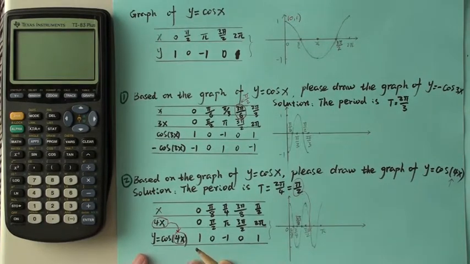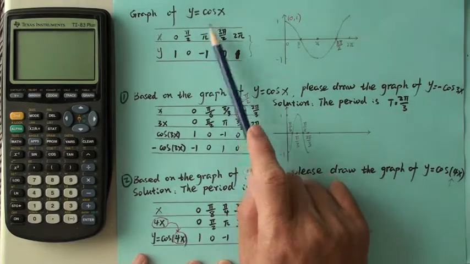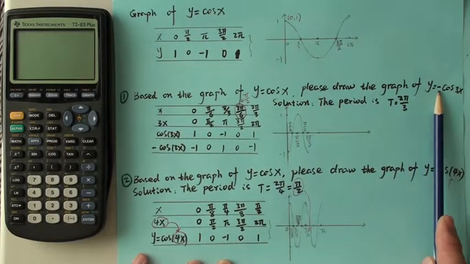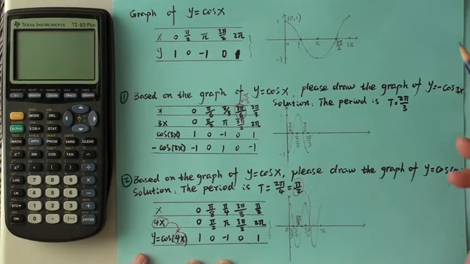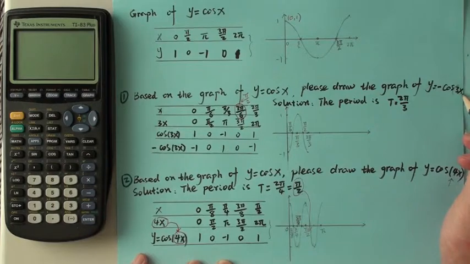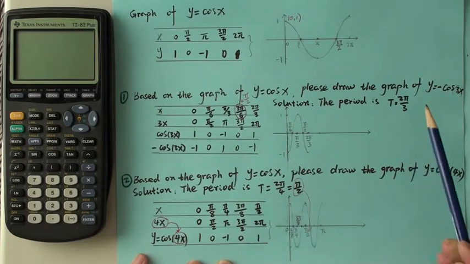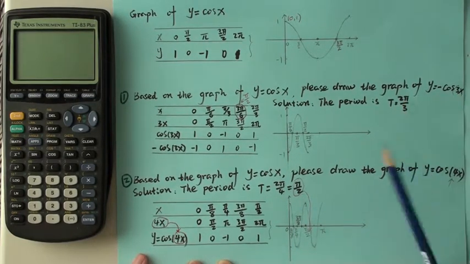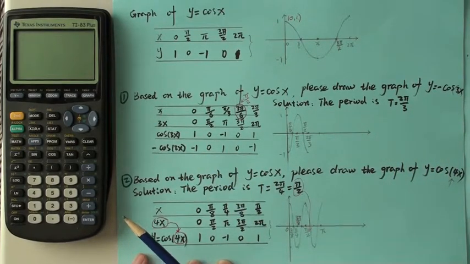Okay? Example 1 is that based on the same graph, we want to draw the graph of y equals negative cosine 3x. Now, as we did right here, we know previously the period was 2 pi over 4. Now the period is 2 pi over 3. Okay? Why? Here I can show you again.